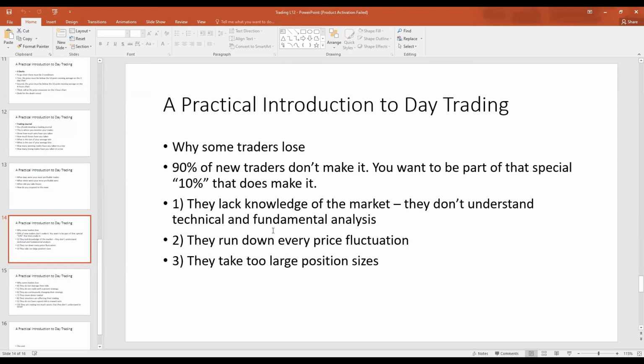Hence the reason why I strongly recommend that you manage your risk, and you can manage your risk with position sizing. In other words, if you have a small account, use very small position sizes. And gradually, as your account increases, you can increase your position size.